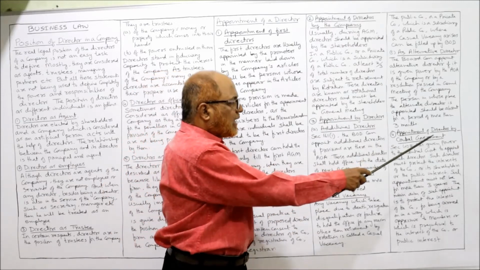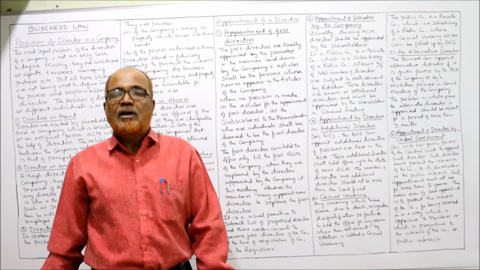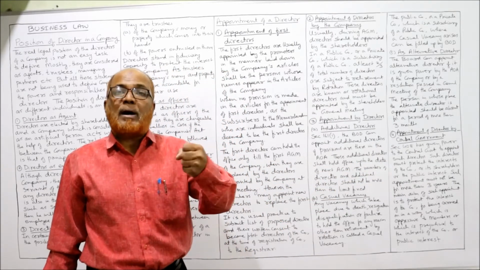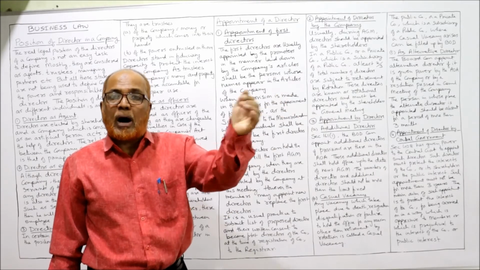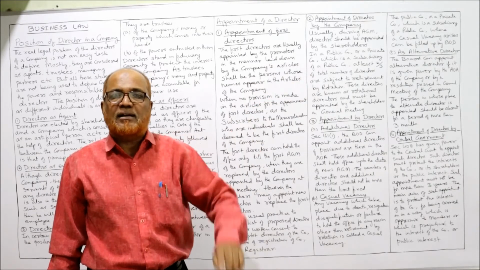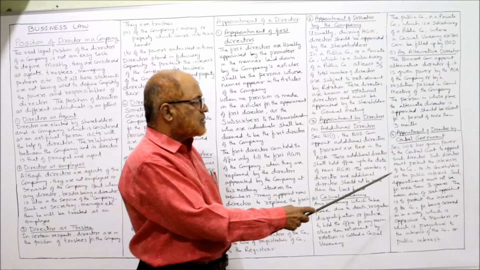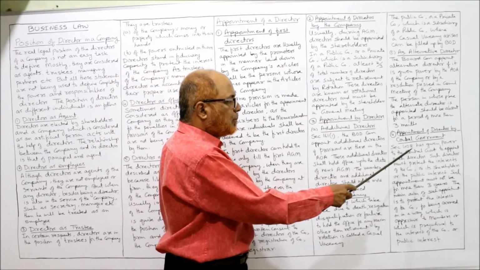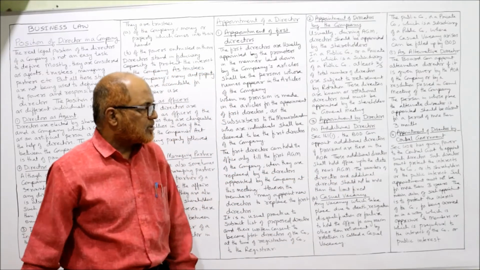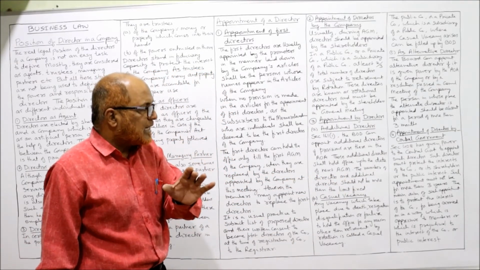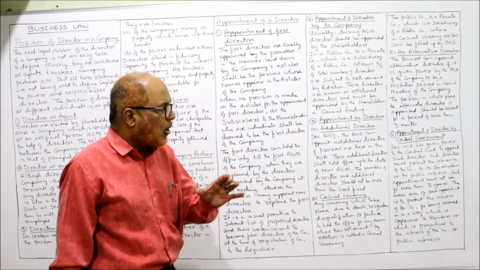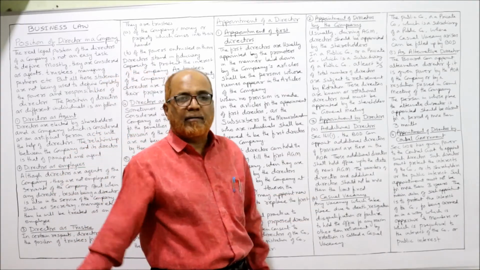Last one, appointment of directors by the central government. The Companies Act has given powers to the central government also to appoint directors. When this power is exercised, Section 408 has given power to the central government to appoint such a director. Such a director must protect the interest of the company, the shareholders, or the public interest.